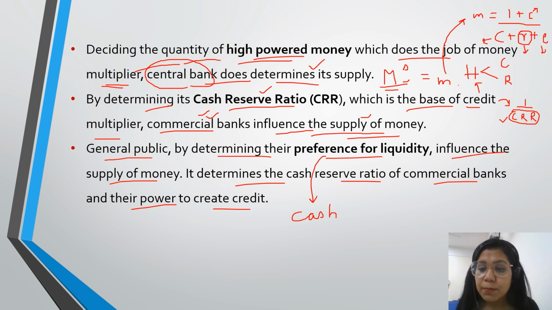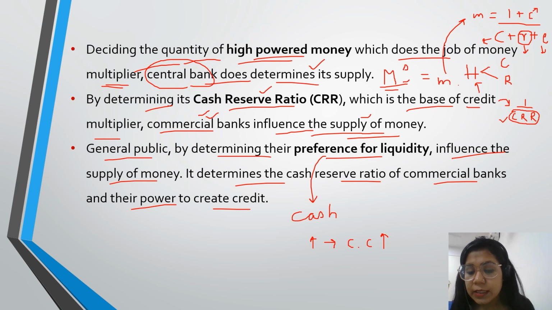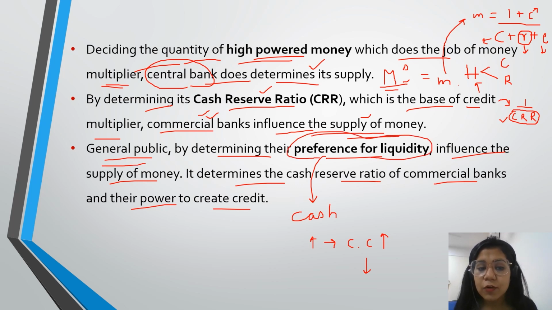If they keep more with the banks, that means primary deposits will be higher, and if primary deposits are higher, then their credit capacity will increase. But if people want to keep more cash in hand and less money in the banks, then the credit capacity will decrease. So by determining their preference for liquidity, the general public influences the supply of money. So let's go to the next slide.